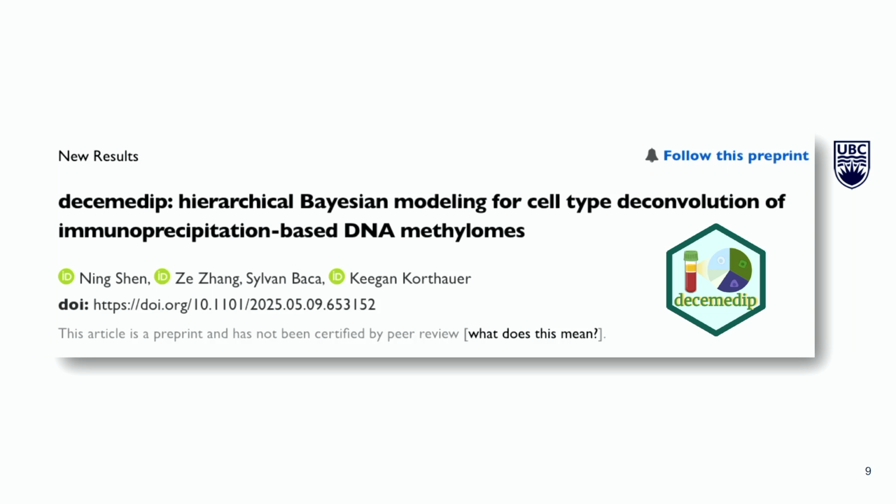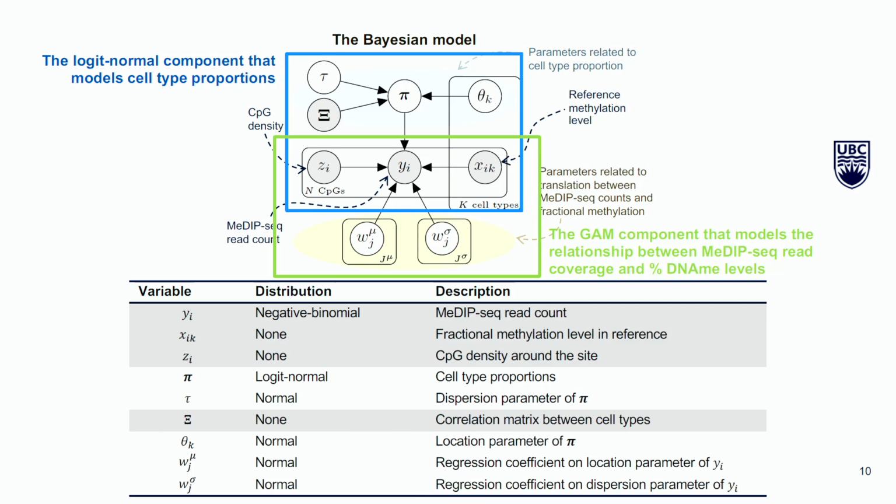So we wrote up this paper. We called this method DeCiMeDIP, and it uses a Bayesian hierarchical model to estimate the cell type proportions. This model comprises two main parts. The first part is the logistic normal component that models the cell type proportions. And the second part is the GAM component that models the relationship between the MeDIP-seq read coverage and the percentage DNA methylation level from the reference panel.